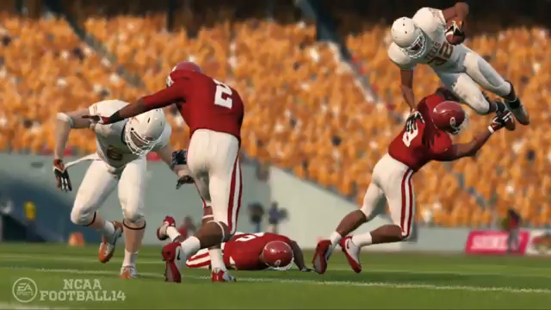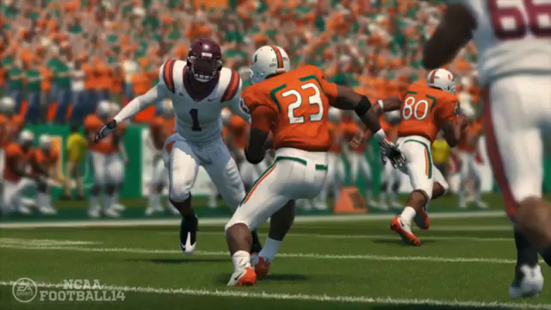NCAA Football 14 is in a lawsuit right now. You've probably already heard that's one of the reasons why there is no college football video game out right now. So with that being said, I'm going to show you and tell you all the reasons, basically a timeline of the NCAA Football 14 lawsuit. So let's watch the video.